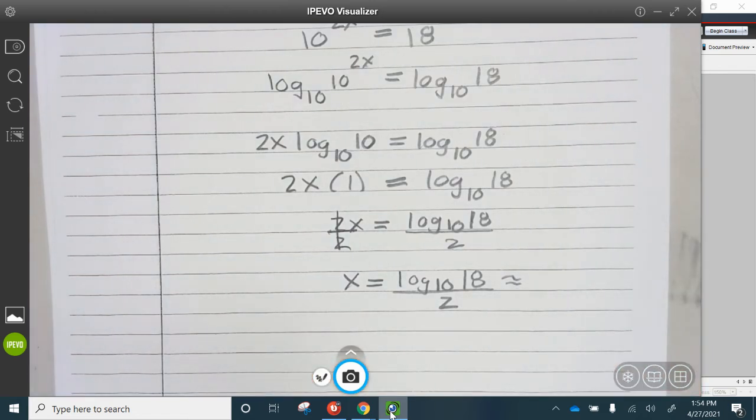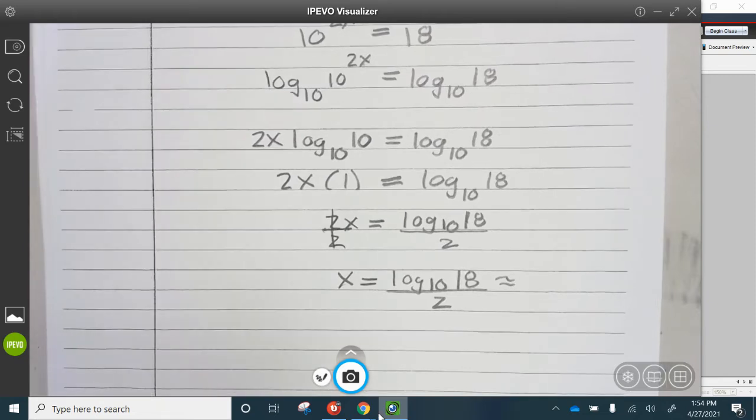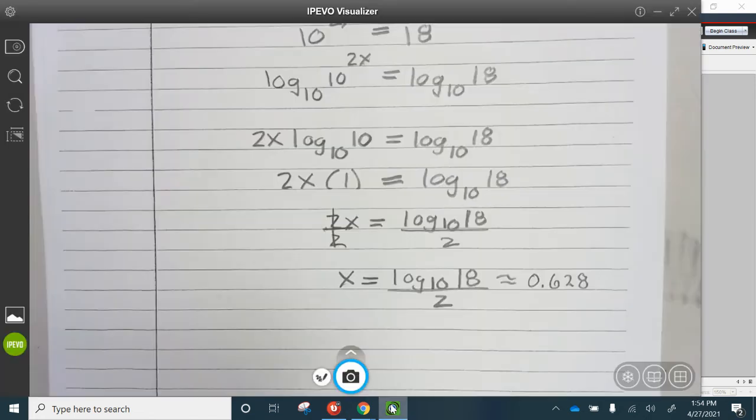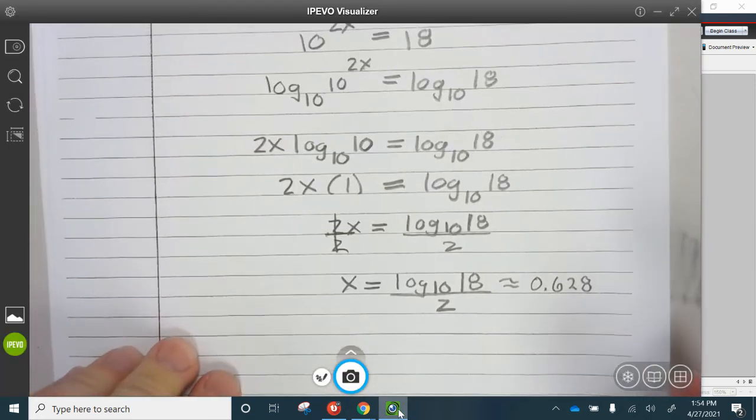So delete this. Control divide. Control log base 10 of 18 divided by 2 is 0.628. All right. Go ahead and finish up question 11.